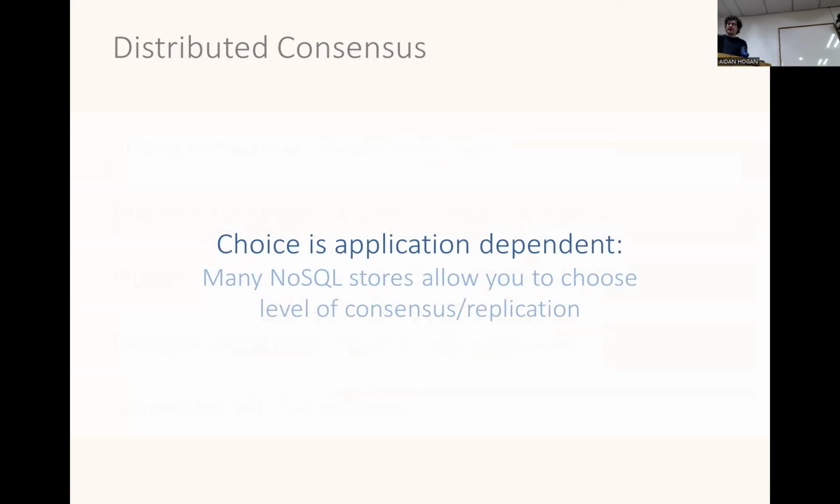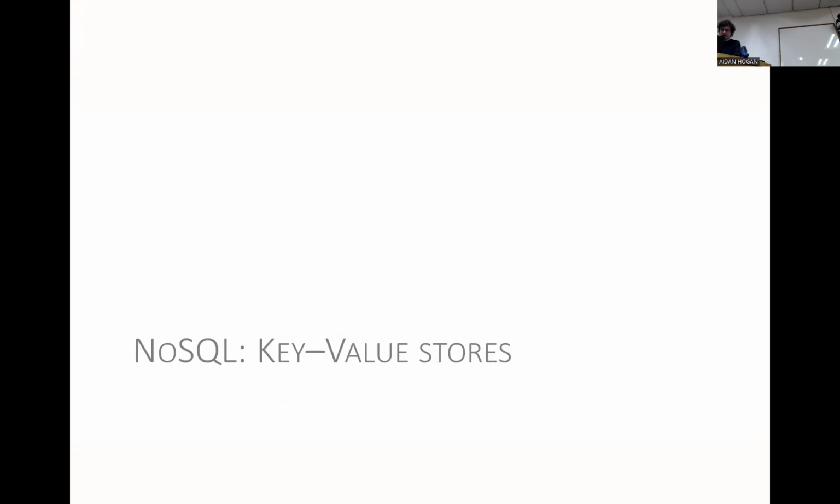Okay, so the choice is application dependent. Many NoSQL stores allow you to choose the level of consensus and replication. They might not tell you, do you want AP or CP, but they'll say, what value of N do you want for your quorum? Do you want majority quorum? Do you want strong consensus? This sort of stuff. So you can often configure this, and also not just at the level of the store, but the level of the particular table or collection of data. You can set different options.